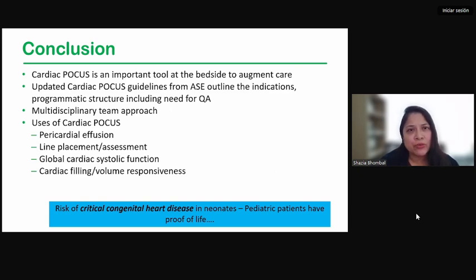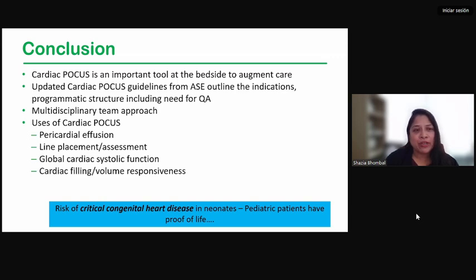In conclusion, cardiac POCUS is a very important tool, and I feel very strongly that if you have a coding patient, having more information and the understanding to know what to do with it, recognizing the pathology so that you can triage these patients faster, is important, and we should be able to do all this. There are many updated cardiac POCUS guidelines from ACE that outline the indications and programmatic structure, including the need for QA. We need a multidisciplinary team approach, and there are various uses for cardiac POCUS.